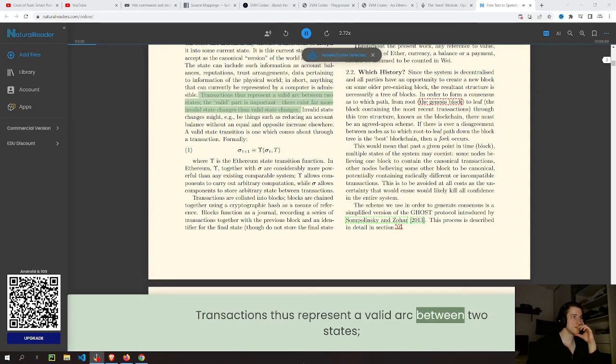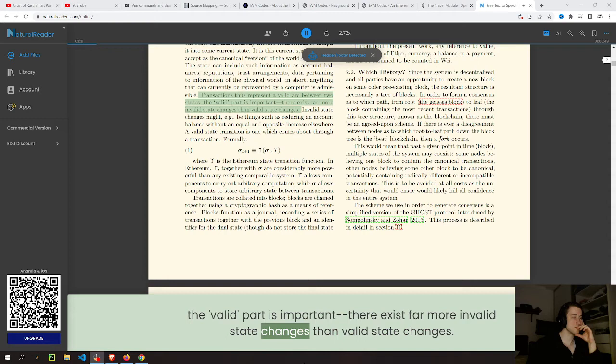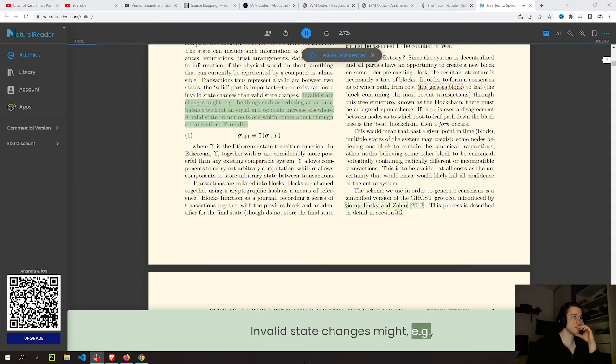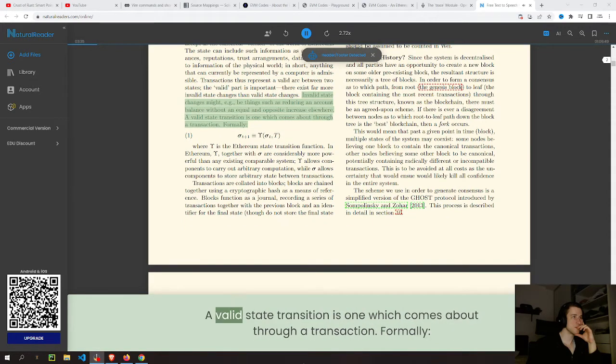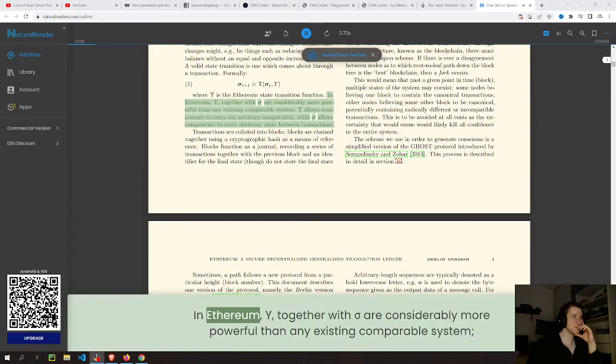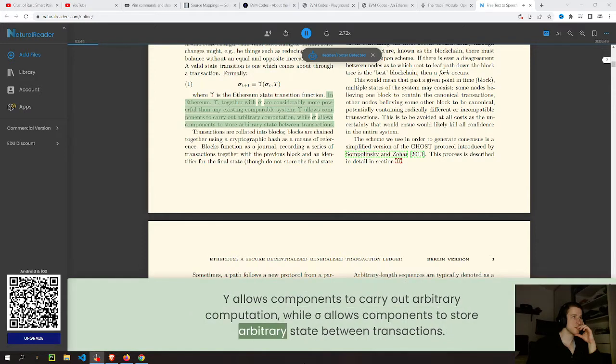Transactions thus represent a valid arc between two states. The valid part is important. There exist far more invalid state changes than valid state changes. Invalid state changes might, for example, be things such as reducing an account balance without an equal and opposite increase elsewhere. A valid state transition is one which comes about through a transaction, formally. The Ethereum state transition function, in Ethereum, is considerably more powerful than any existing comparable system, allowing components to carry out arbitrary computation, while allowing components to store arbitrary state between transactions.